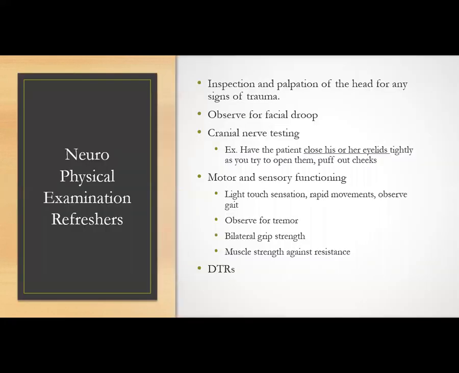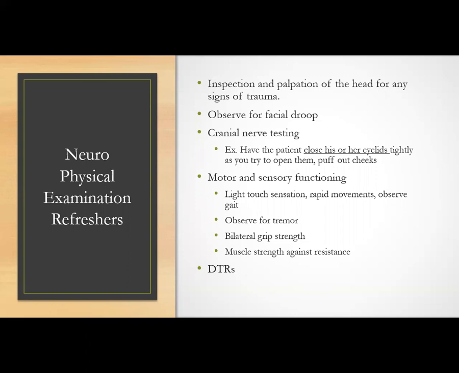Before we begin, I just want to talk about some general neurophysical examination refreshers. And like I said, just keep in mind everything we talked about in our assessment lecture while we're going through these different disorders. So just as a refresher, first thing you want to do is that general observation. So inspecting and palpating the head for any signs of trauma. Is there anything like a fractured skull, anything of that nature?